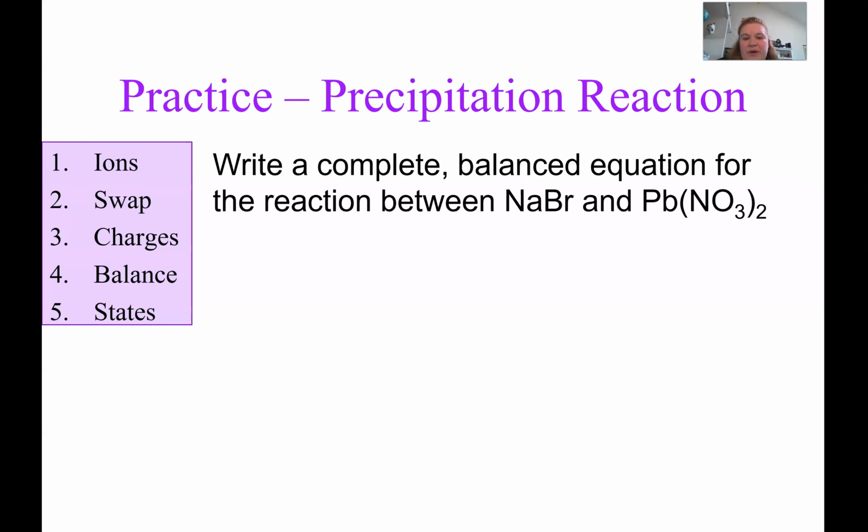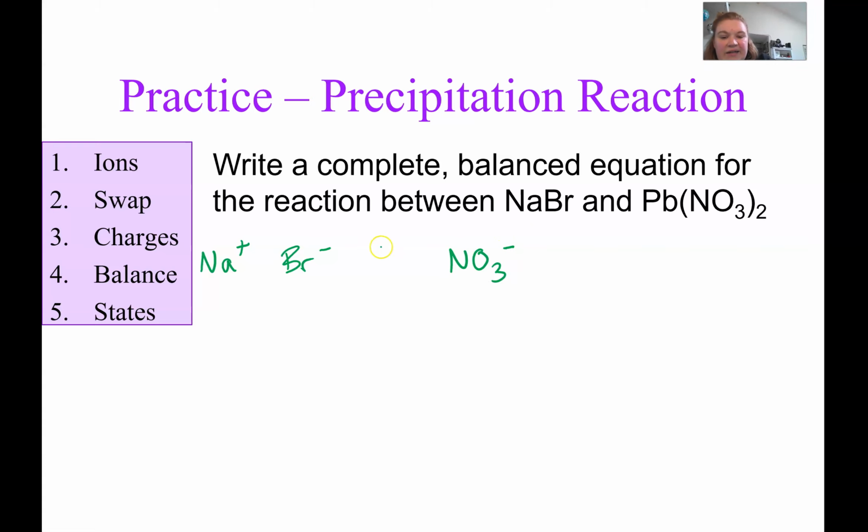So here's our problem. We're going to write a complete balanced equation for the reaction between NaBr and Pb(NO3)2. I have our steps over here in that purple box, in a shorthand version. The first thing we're going to do is write out the ions. This does require us to know charges. Sodium and bromine, we know their charges because of where they are on the periodic table. Nitrate we know because of our table, we know we have those polyatomics memorized.